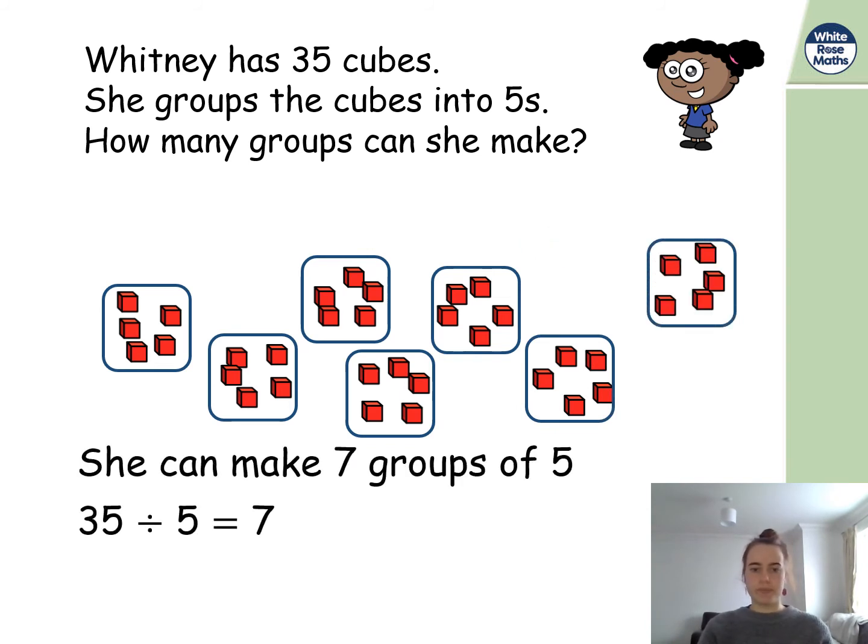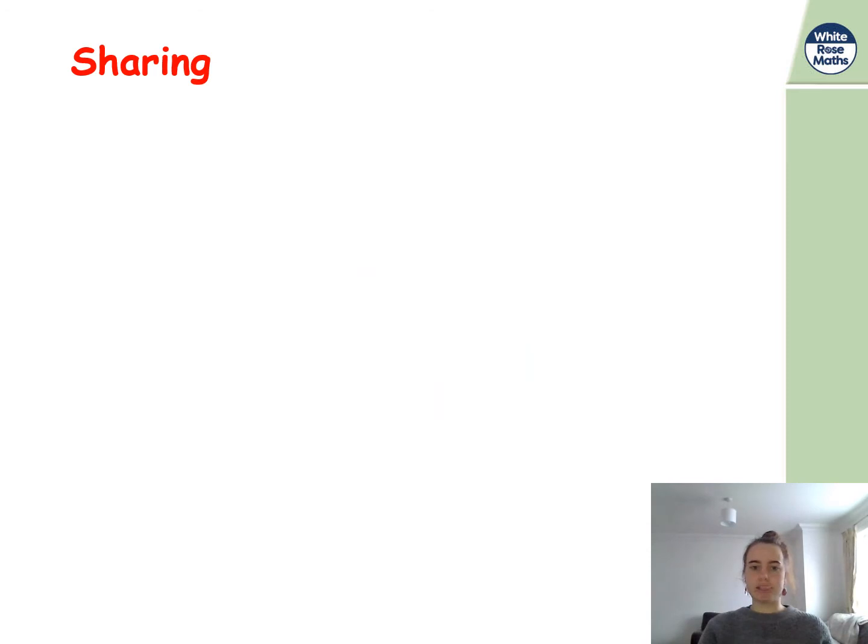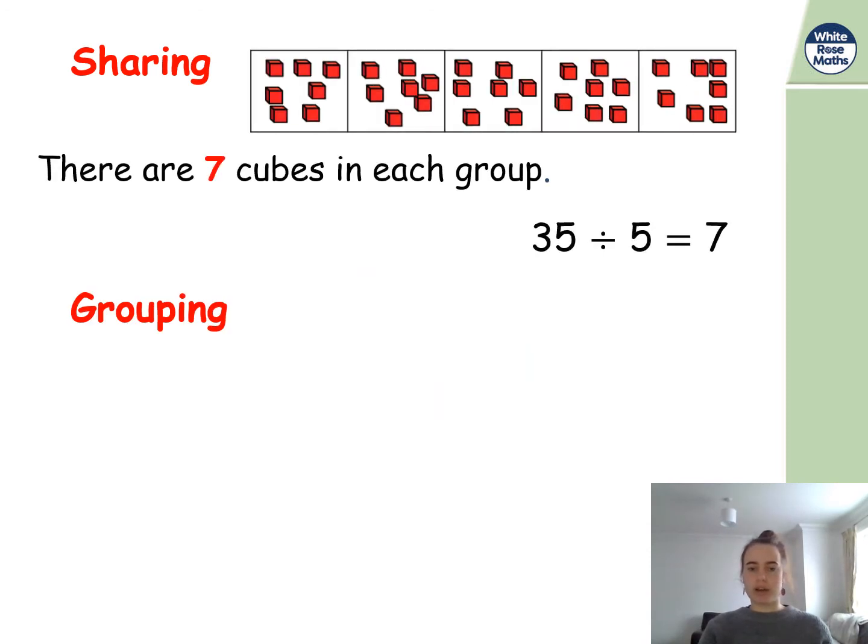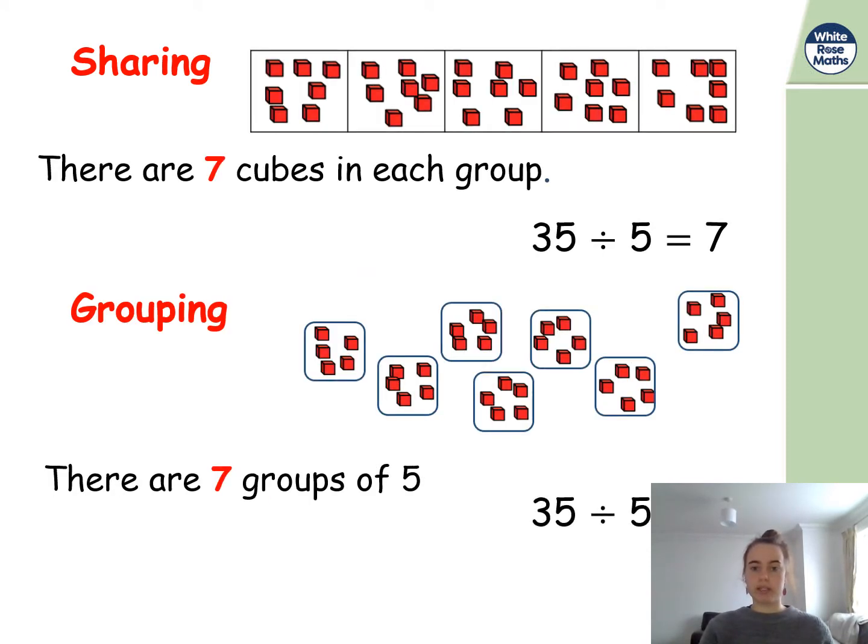There we go. So she can make 7 groups of 5. So that's the same as the last slide. 35 divided by 5 equals 7. So we tried sharing and we tried grouping, and both things gave us the same answer. So we started off with 35 cubes in both. In sharing, we shared it out into 5 groups, but in grouping, we grouped them into 5s. Both got us the answer 7.